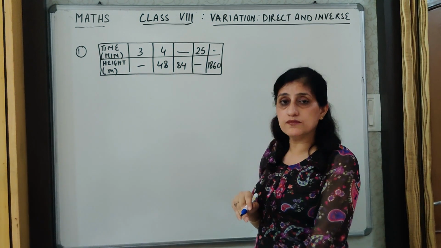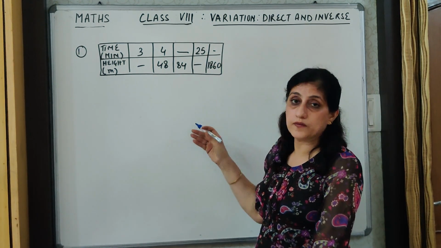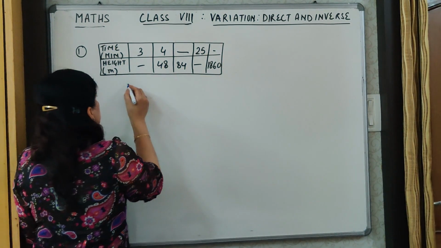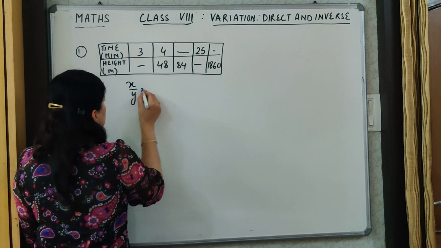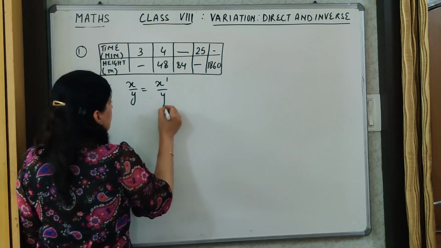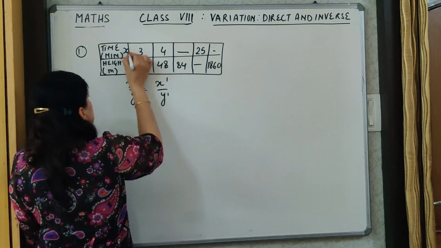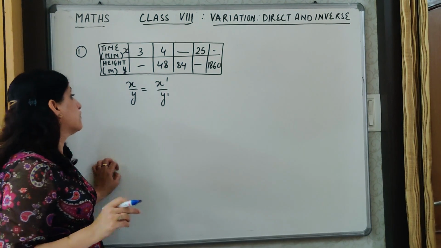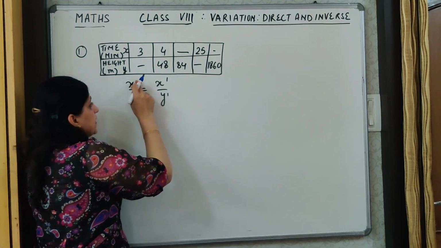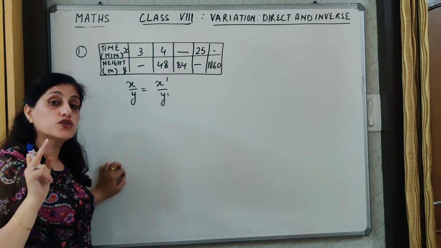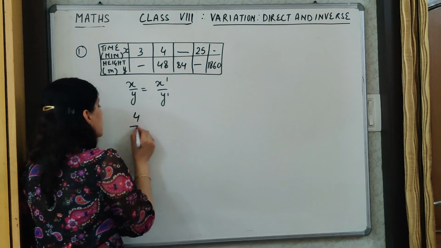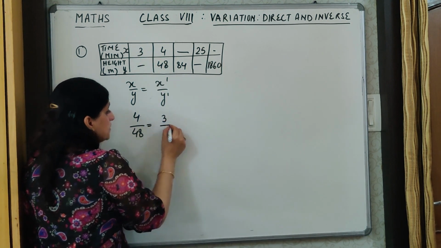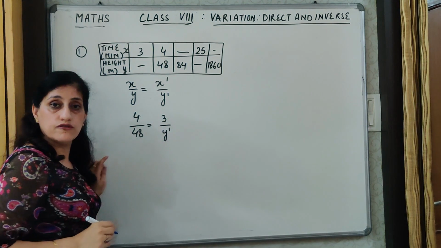You can see some missing terms, so we have to find them one by one. You know that I had given you the formula for direct variation, and the formula is x upon y is equal to x dash upon y dash. In this case, the time is serving as x and the height is serving as y. So if I take this 4 and 48 as x and y, because these are both the known quantities to us, I write 4 upon 48 is equal to x dash is 3 and y dash we have to find.